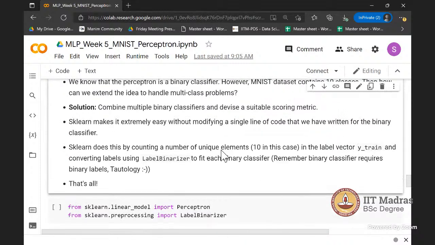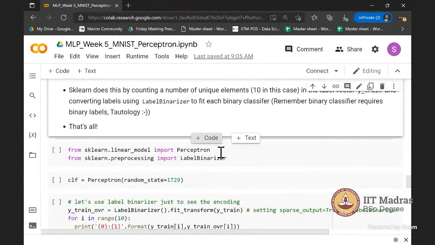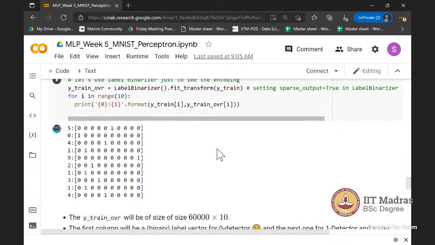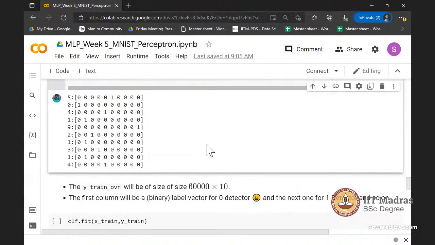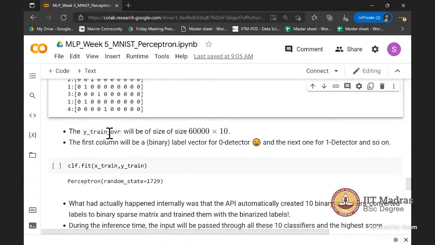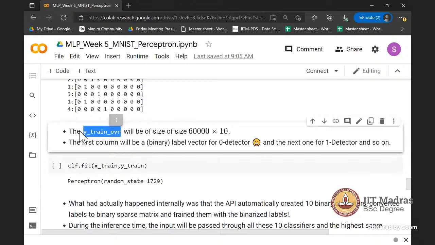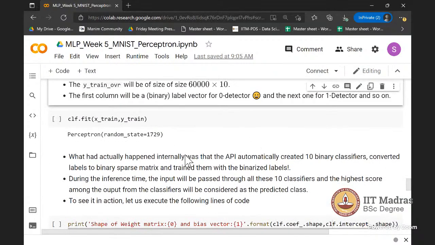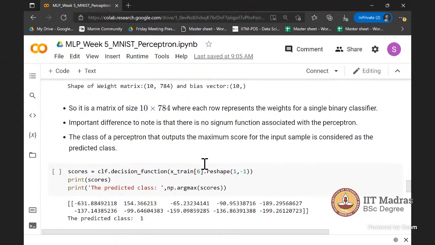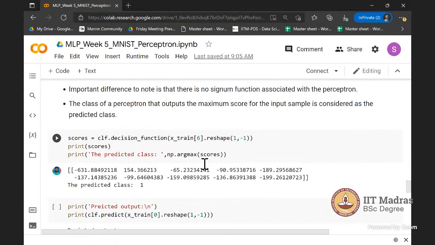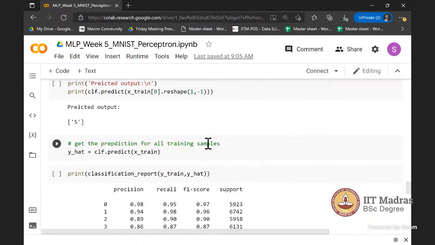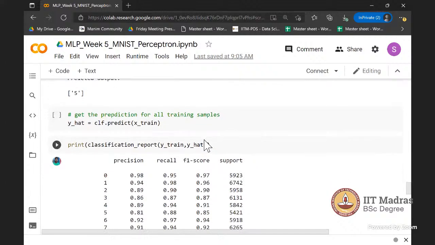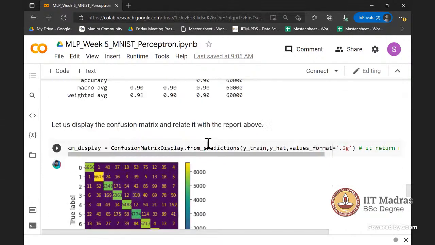Before we do that, we have to first do label encoding for our label vector. Right now it has 10 values, but we have to convert those into one hot encoding, something like this. And this new label matrix is termed as Y train OVR. OVR stands for one versus rest. One good thing about Perceptron is that externally we don't have to worry about how to take care of multiple classes. It takes care of that internally. So I'm going to go quickly over that.